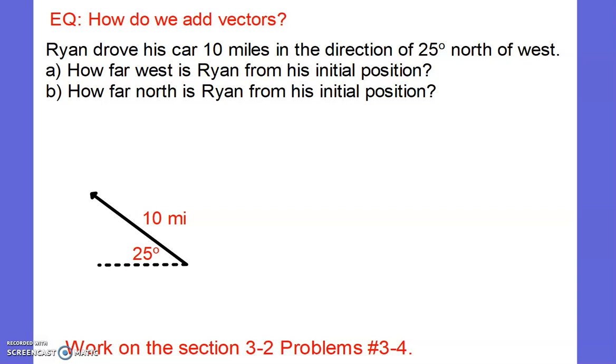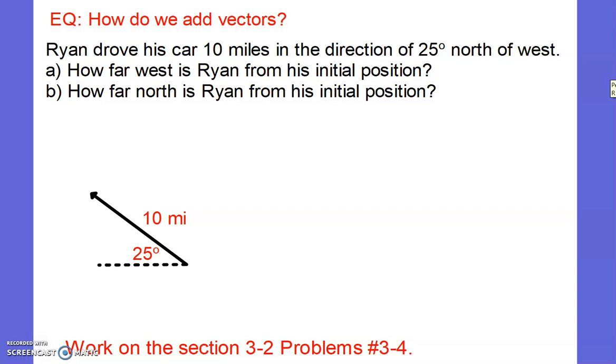In this problem, Ryan drove his car 10 miles in the direction of 25 degrees north of west. So we have a vector showing 25 degrees north of west, and the length of the vector is represented by 10 miles. It asks how far west is Ryan from his initial position, and how far north is Ryan from his initial position.